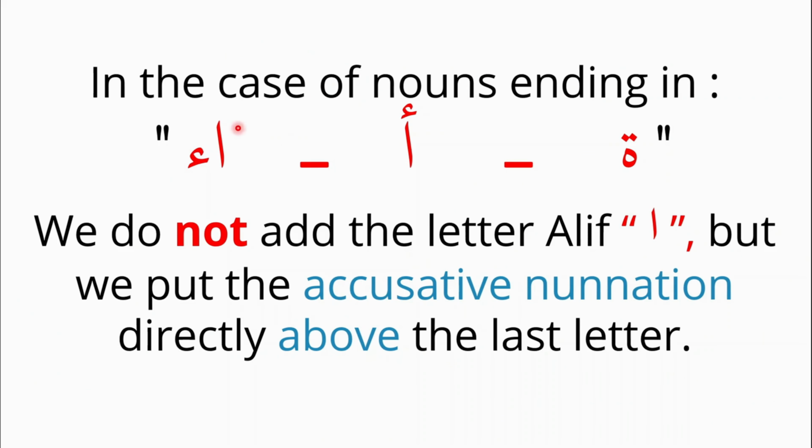There are exceptions for this rule. In the case of nouns ending in ta marbuta or alif mahmuza, or alif and hamza, here we don't add the letter alif. If I have a noun ending with one of these three letters, you don't need the assistant alif. But we put the accusative nunation, tanween al-nasb, directly, immediately above the last letter.